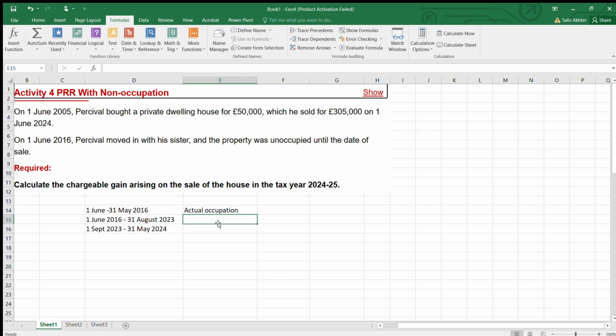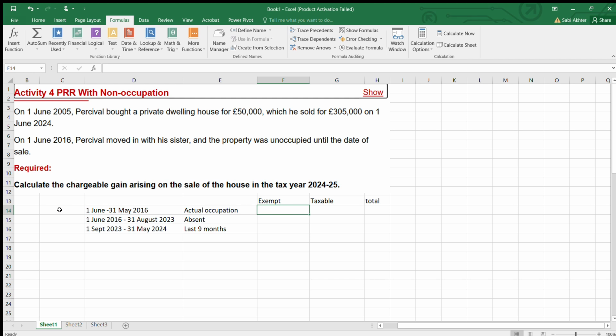Okay, here this is last 9 months. Last 9 months is deemed occupation, and here absent. So then exempt. These are exempt months, these are taxable months. Keep them separate. And total. So actual occupation will be exempt.